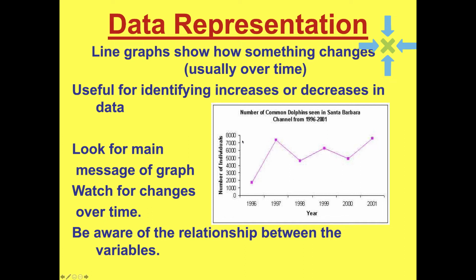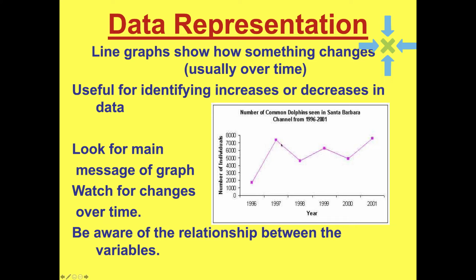Then it shot up to what appears to be about 7,500 dolphins seen in 1997. Then it dropped down to about 5,000, a little less than 5,000 dolphins seen in 1998. And then a little over 6,000 seen in 1999.